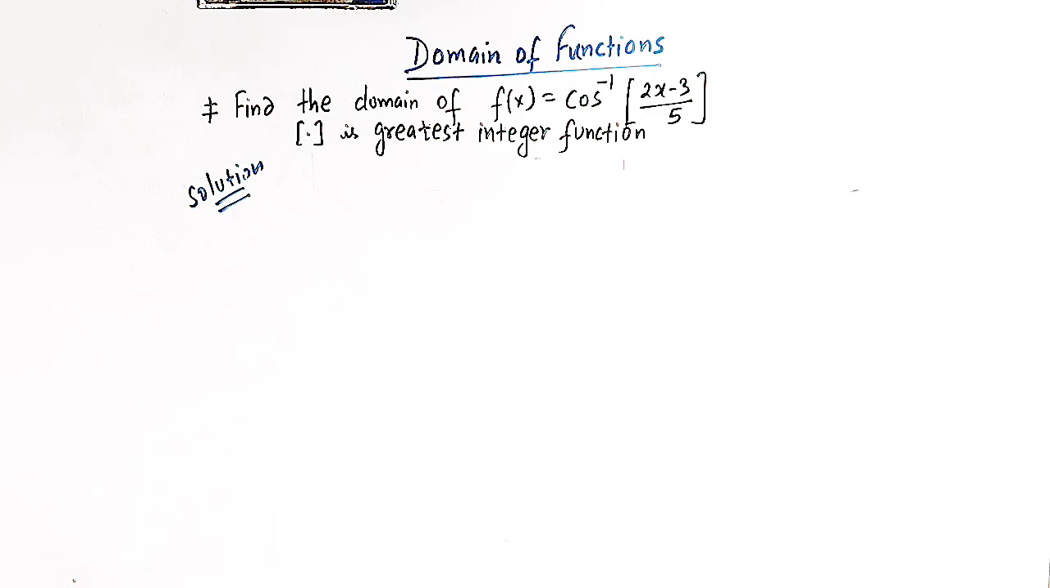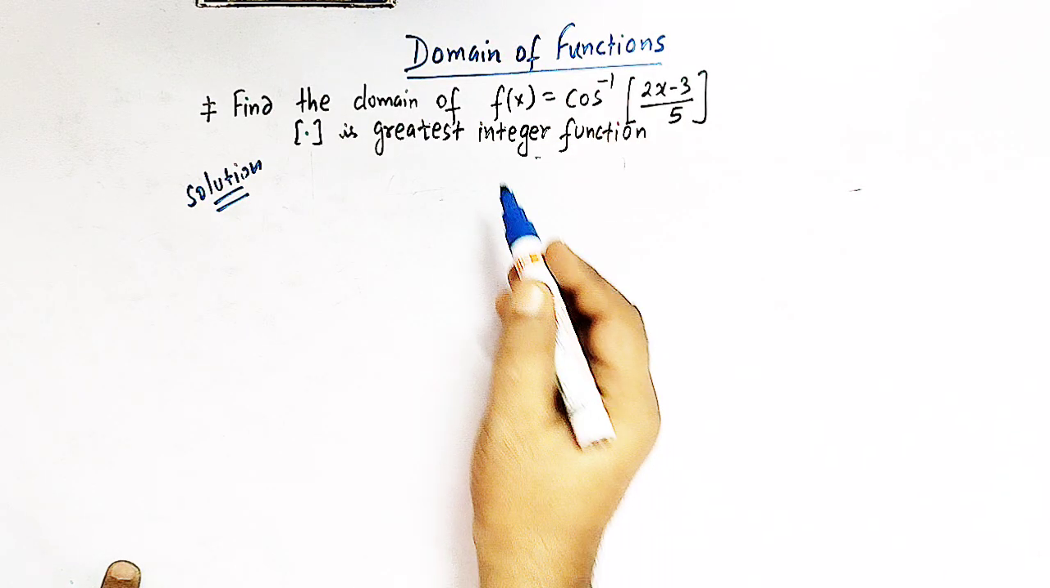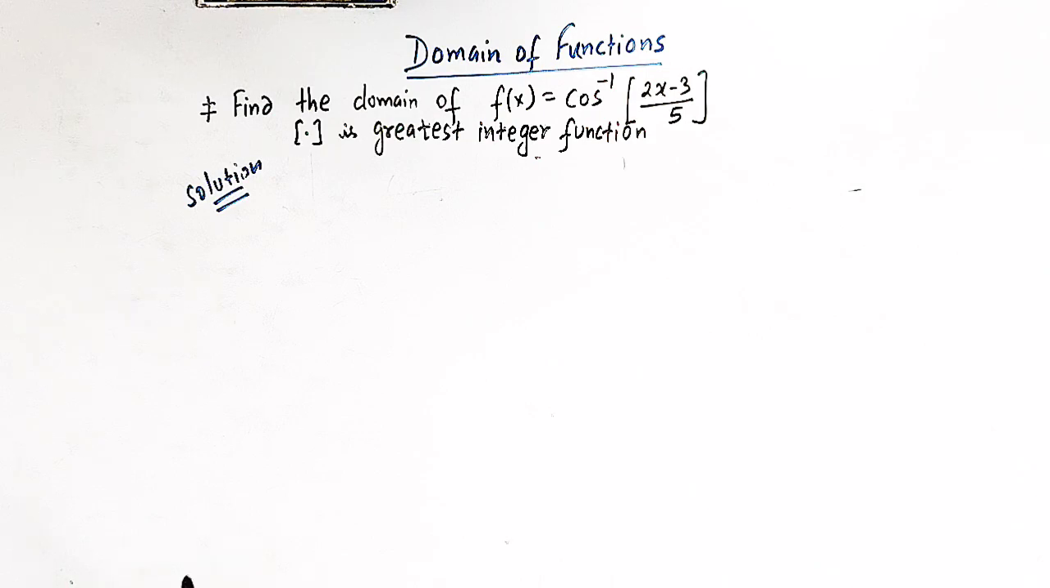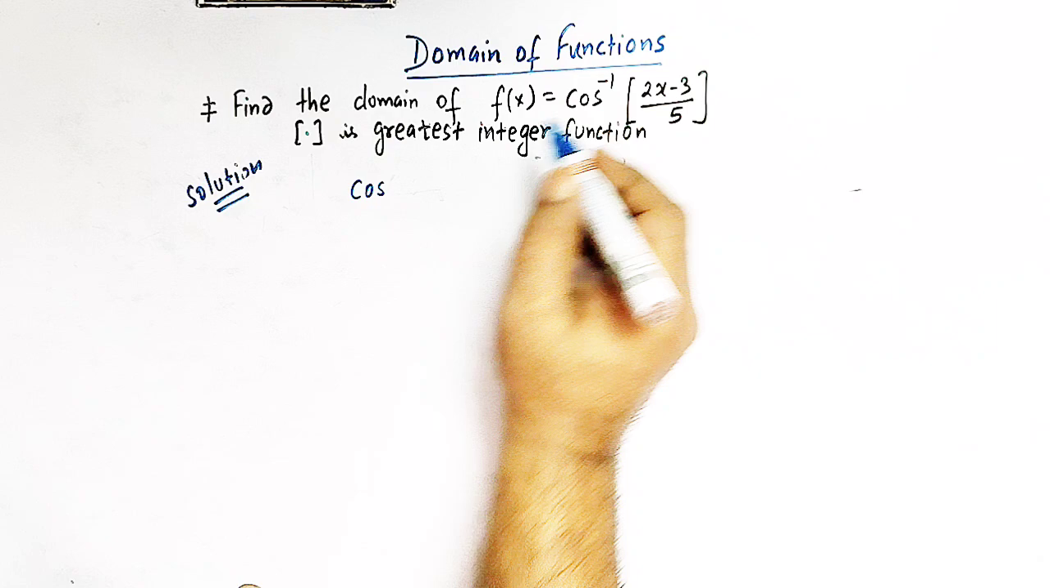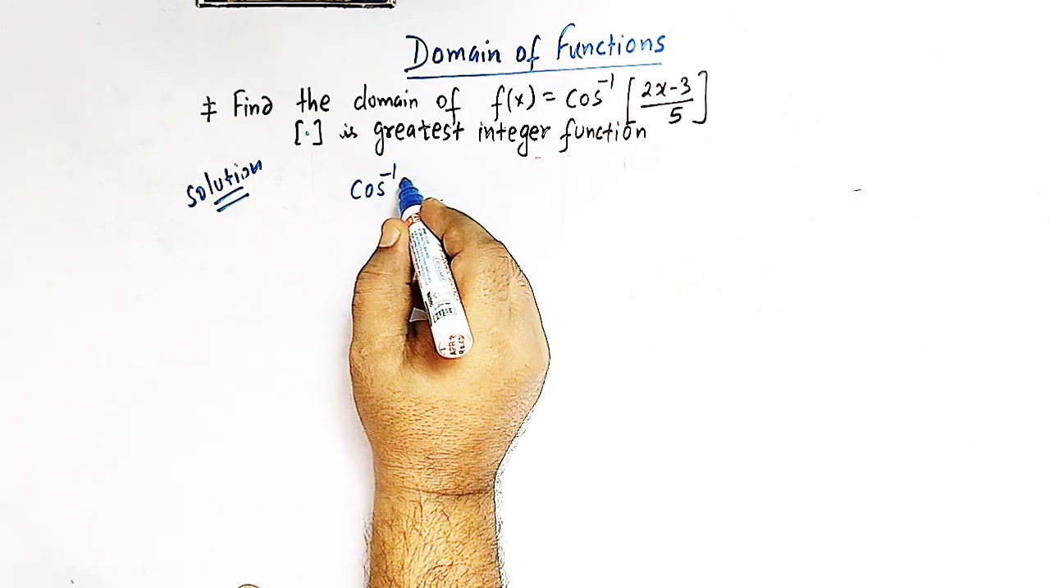So let us see how easily we can find out the domain of this function by using the definition of the greatest integer function and some important concepts from inverse trigonometric functions. Whenever we have to find the domain of some given function f(x), it implies that we have to find all the valid values of x for which the function is defined. Now here let us first see the inverse trigonometric function, that is cos inverse theta.